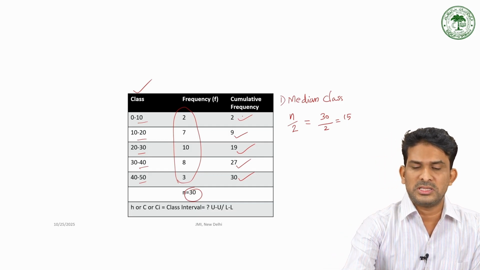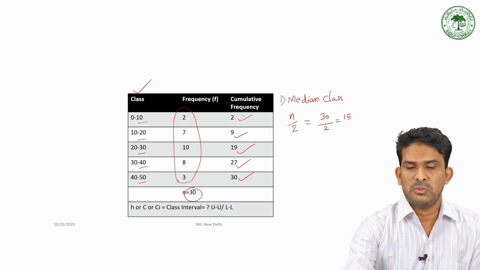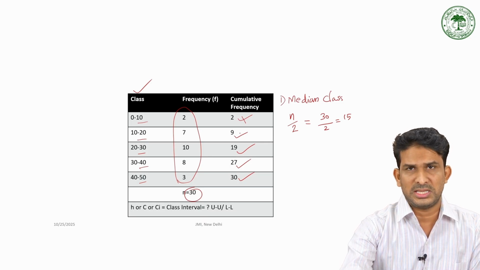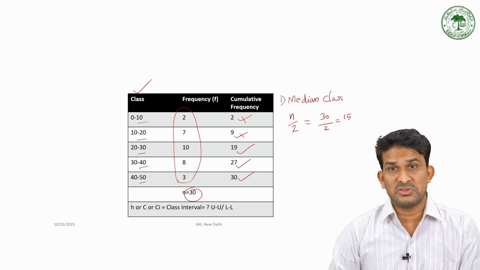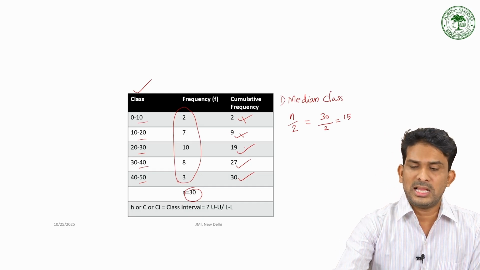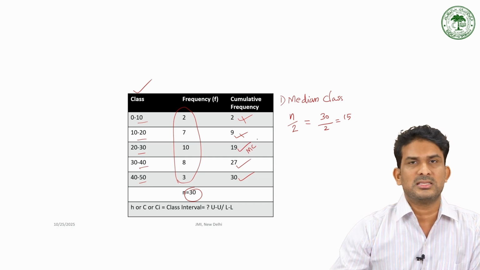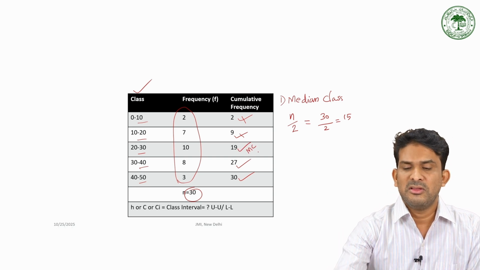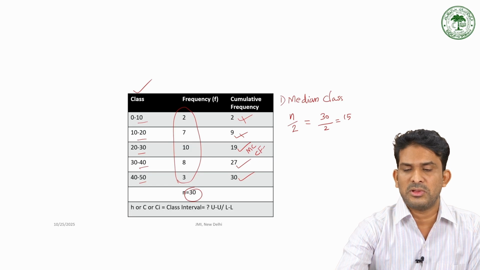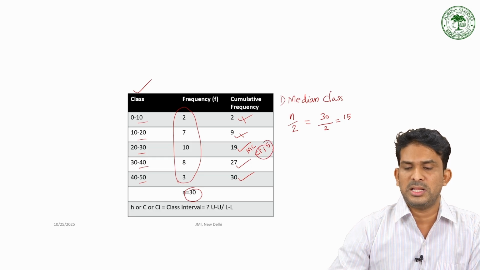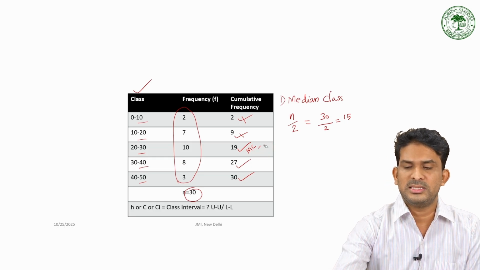First cumulative frequency is 2, so this is not the class where 15 comes. Second cumulative frequency is 9, it is also not the class because we need 15. Third class, it is 19, this is the cumulative frequency where 15 comes. Where cumulative frequency 15 comes, that class is the median class. Is it clear?